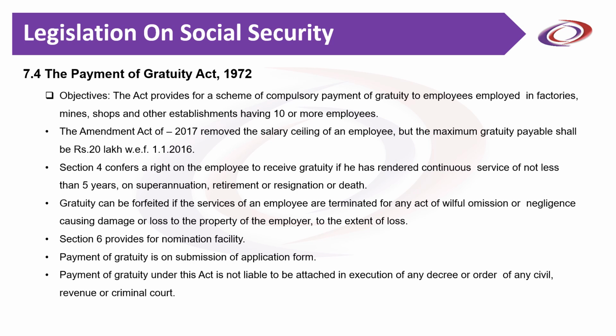The last act under Social Security is the Payment of Gratuity Act of 1972. So gratuity is a part of benefits that are paid to employees after their retirement. It comes under the retirement benefits that are paid to help the employee during this period. Its objective is to provide for a scheme for compulsory payment of gratuity to employees employed in factories, mines, shops, or any establishments that have 10 or more employees.